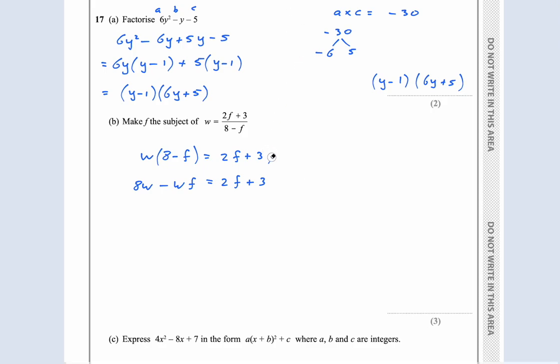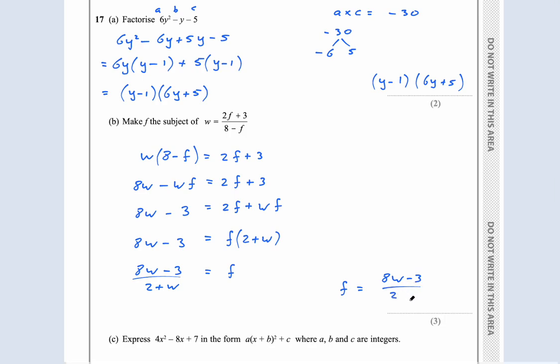I'm not sure why I put a bracket there. Okay, now let's get the terms with f in them on one side. I actually prefer, guys, to put them on the right, just because there won't be a minus. So I'm going to leave the 2f here, and I'm going to add the wf to this side. I have an 8w here, and I'm going to subtract the 3 to this side. Now my two terms with f are here, and my two terms without f are over here. This is perhaps the tricky bit. To isolate f, I need to factorize. So I take out the f, and I'm left with 2 plus w, and that equals 8w minus 3. And then finally, I just divide. F is 8w minus 3 over 2 plus w, divided by what's in the bracket. So f equals 8w minus 3 over 2 plus w.